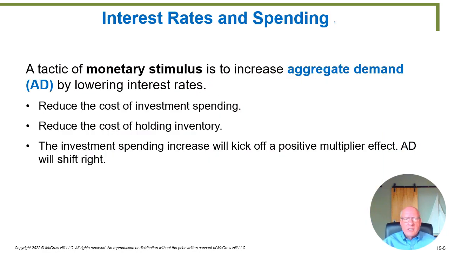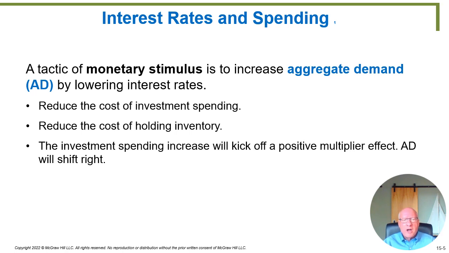So now let's get to interest rates and spending. Because remember, the whole point of this particular chapter is to talk about monetary policy, and monetary policy means the government deliberately manipulating the money supply to change interest rates, to change people's spending. So let's talk about how we do that.